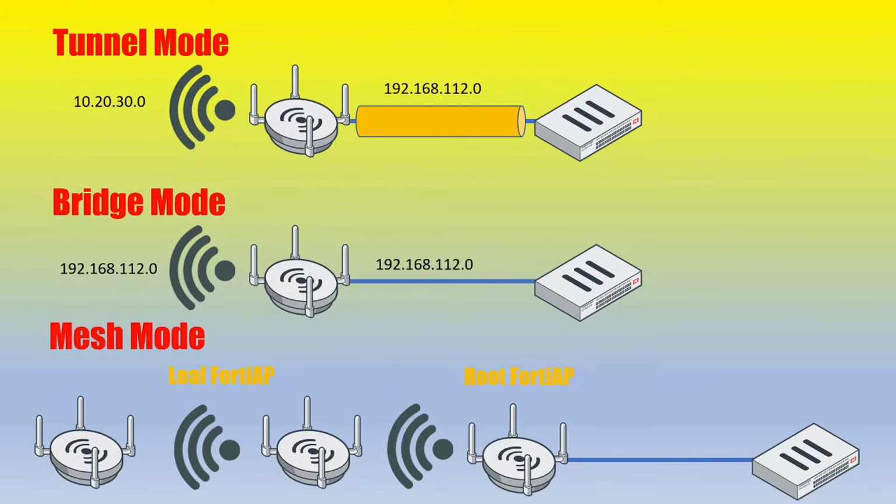Lastly, here we have mesh mode. We have a concept of leaf FortiAPs and root FortiAPs. As we can see, not every single FortiAP is actually connected via a wired connection to the FortiGate. We're able to do what's called a wireless backhaul from the root FortiAP to multiple leaf FortiAPs downstream.